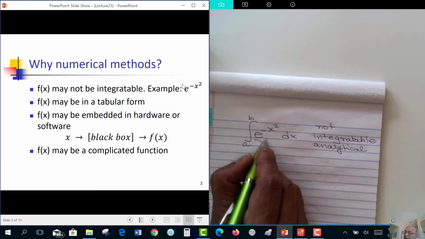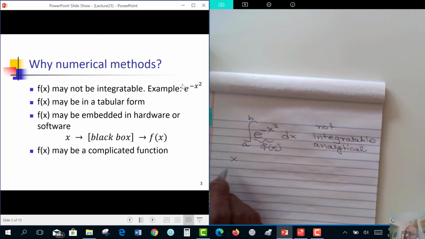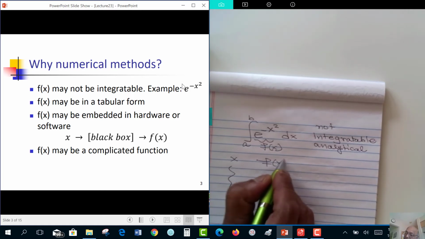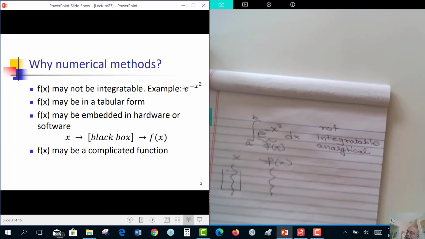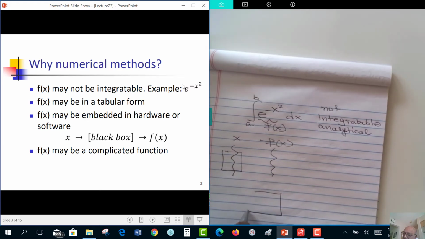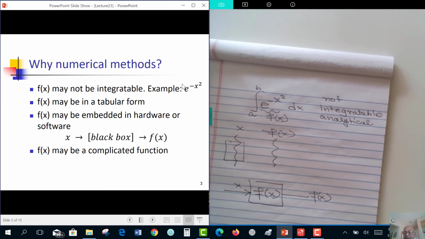Secondly, instead of being given a function of x in this analytical form, we might be given a function in tabular form, and then we might be asked to integrate it over a certain range of x values. Then again, you cannot use your analytical techniques. Another thing could be that the function may be embedded in hardware or software, so all you can do is feed it an x value and get the function value out. So again, you cannot use any analytical techniques.